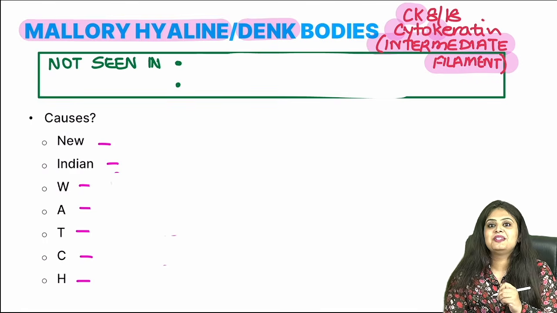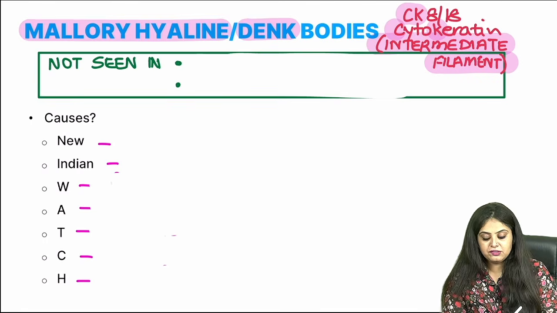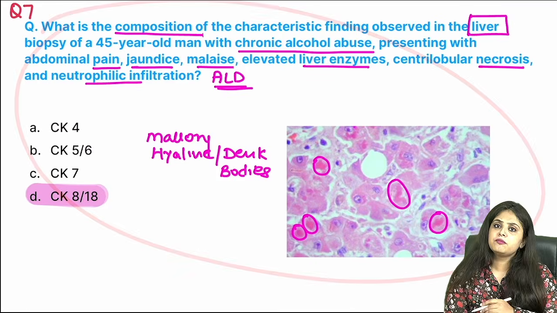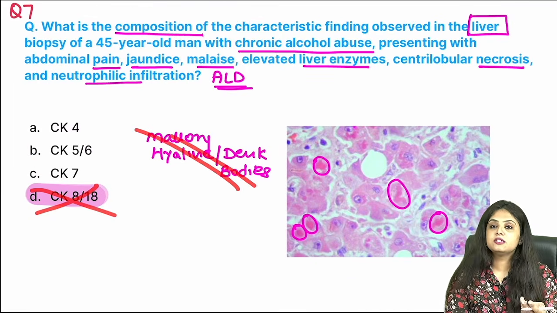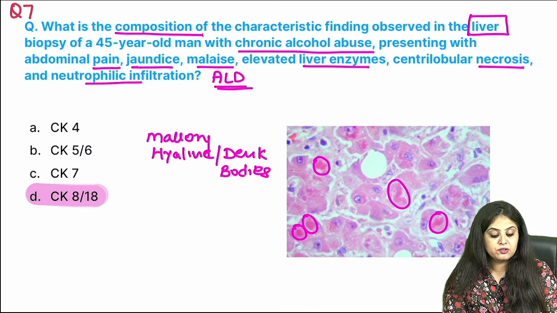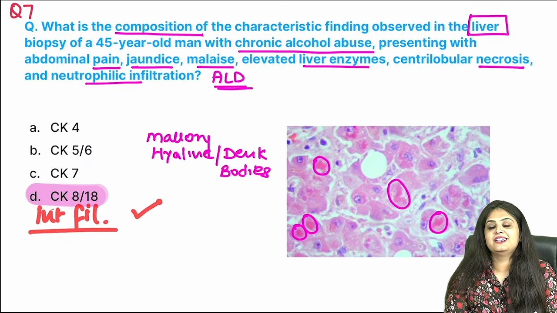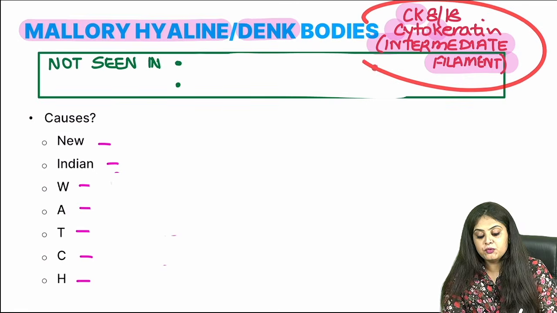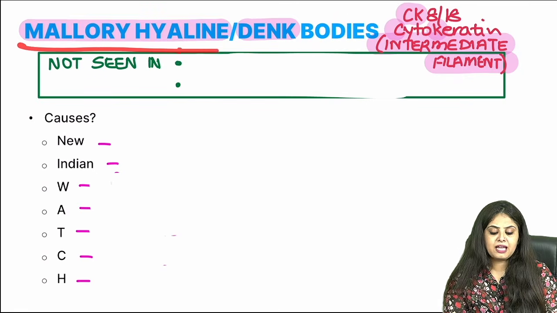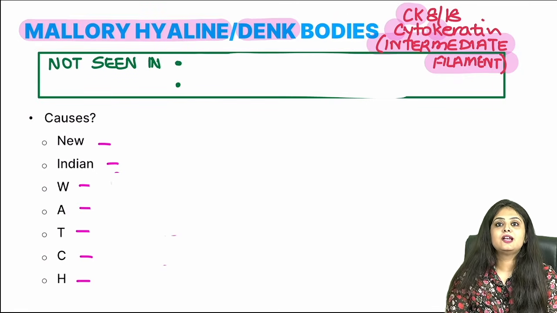There has been a previous year question where they gave you the same thing. Students made the diagnosis of Mallory-Hyaline bodies, but CK8 and 18 they couldn't find in the options, because in the options they had written the composition is intermediate filaments, and that was the answer. So you must know the meaning of whatever you are reading. Okay, so is Mallory-Hyaline bodies only seen in alcoholic liver disease is the next question, and of course not.